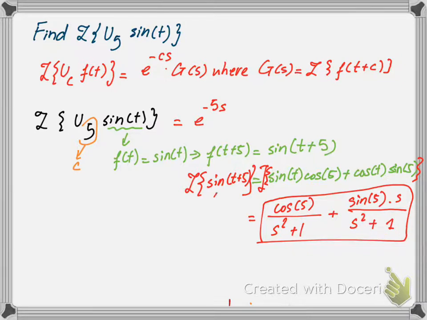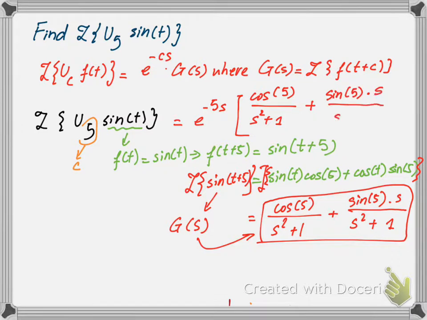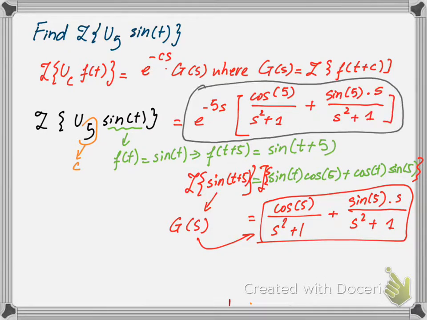Okay. Putting everything together, we know that this is G of s. Again, G of s is the Laplace transform of f of t plus c, and f of t is sine of t. That means f of t plus 5 is sine of t plus 5. And if you find the Laplace transform of sine of t plus 5, that is the function G of s. Put in the formula, now we can find the Laplace transform of u5 sine of t equals e to the negative 5s multiplied by this expression.